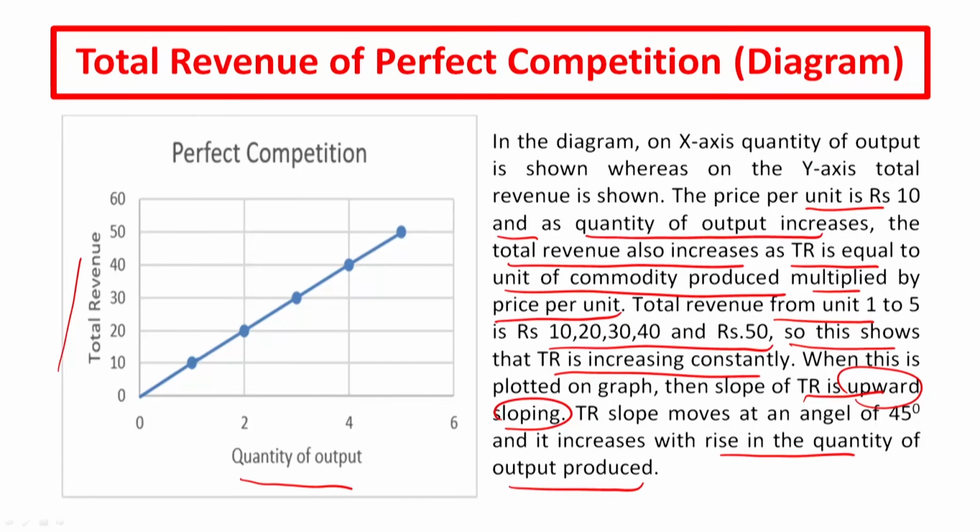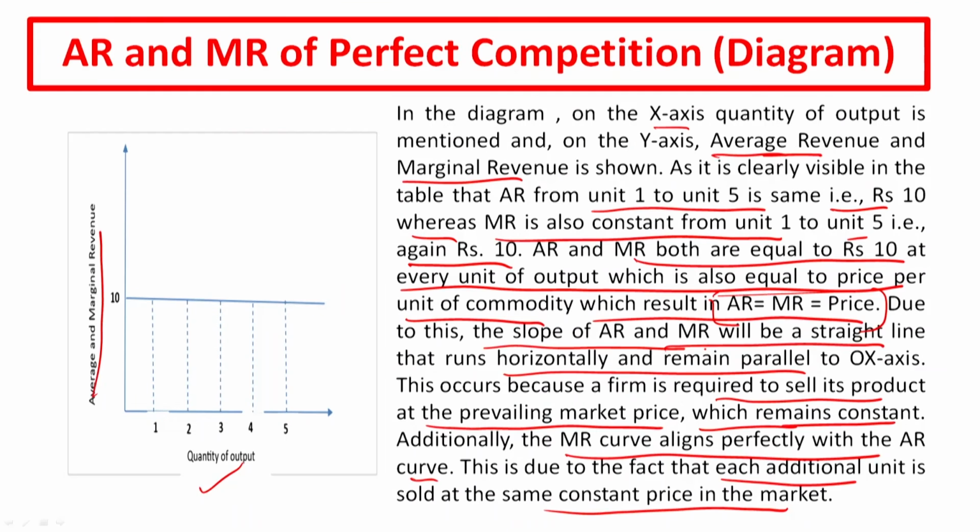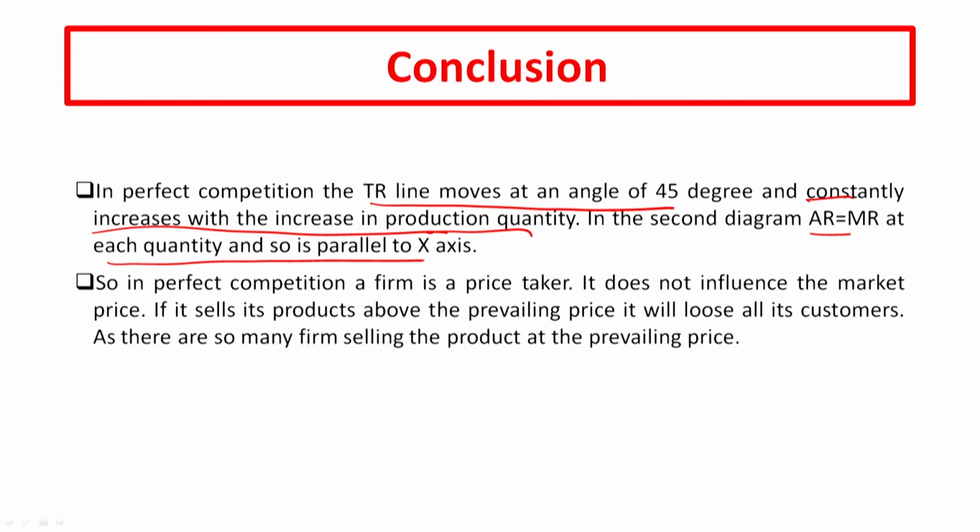As you are able to see, the TR is constantly increasing. In the second diagram, AR is equal to MR at each quantity, and so is parallel to the X axis. You are able to see here AR is equal to MR is equal to price and is parallel to the X axis. So in perfect competition, to understand, a firm is a price taker. It does not influence the market price.